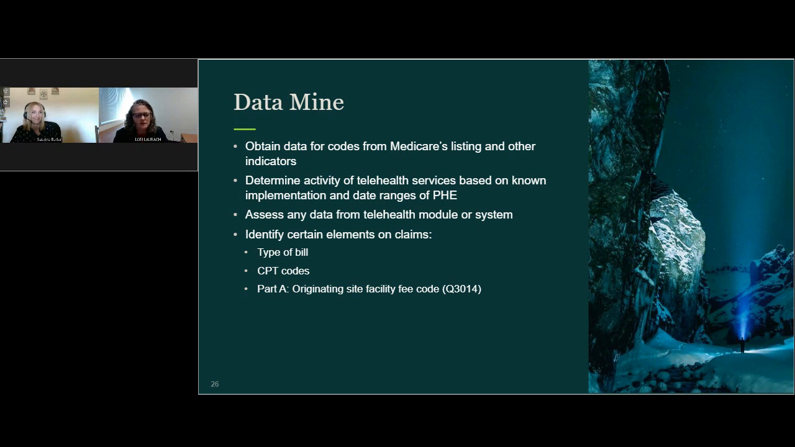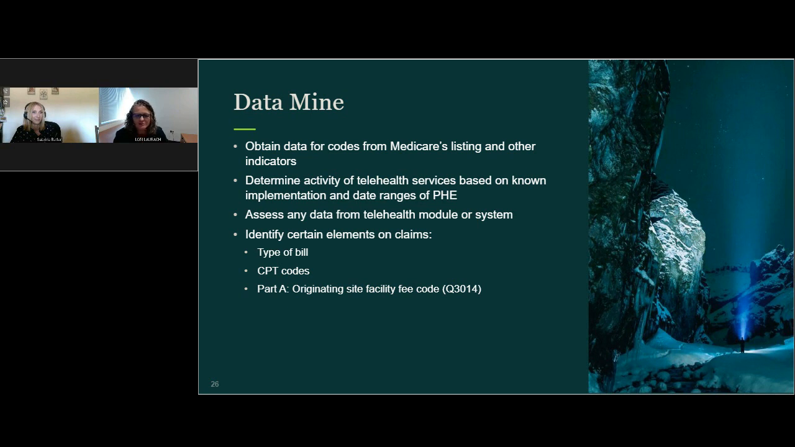So it's really about understanding where telehealth actually got deployed within your organization, who was responsible for that, and how they implemented it within their system. The other thing is if you have a telehealth module as part of your system, or a separate system, you may want to see if you can pull the data from there and see what happened with it.